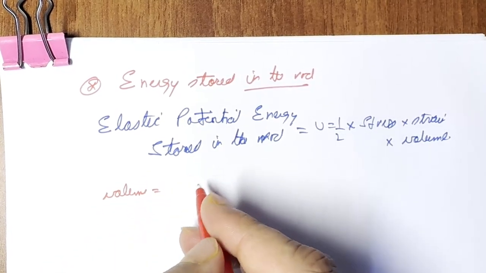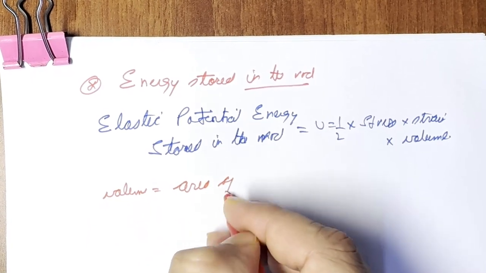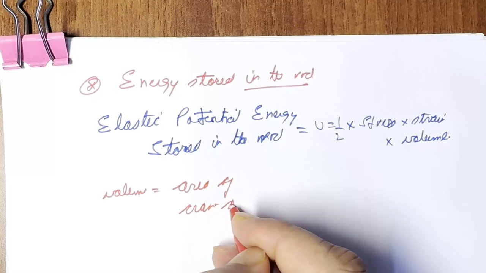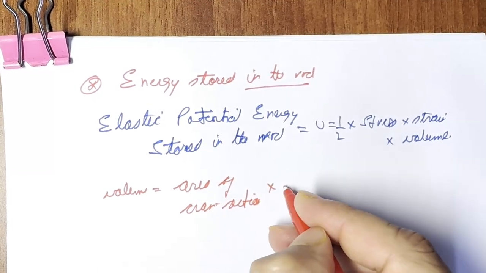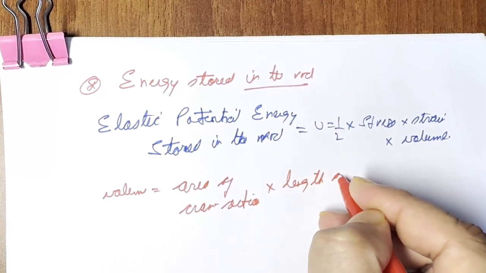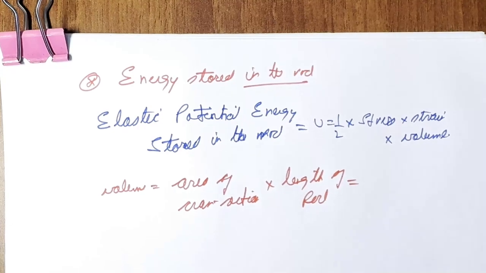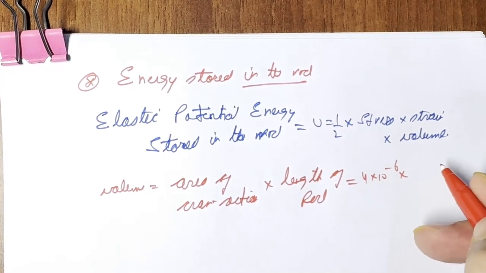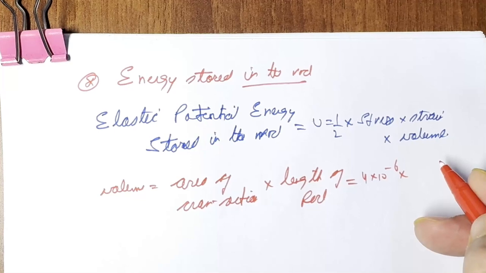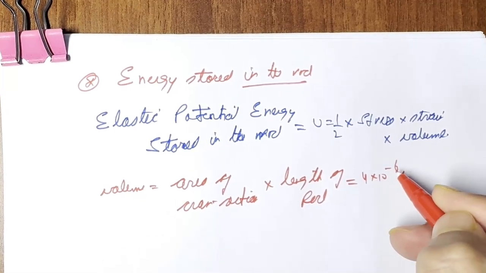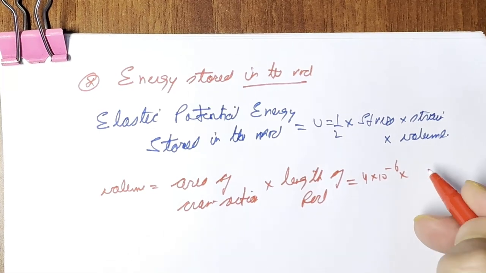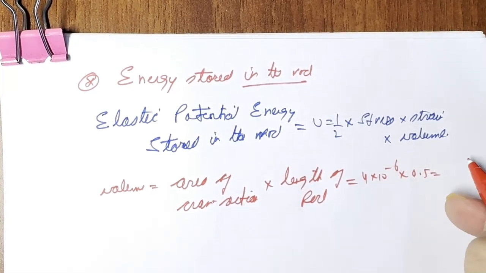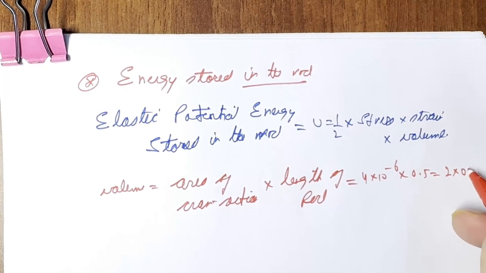Volume is equal to area of cross section multiplied by length of rod. Area of cross section is given as 4 × 10^-6, and length is given as 0.5. So this becomes equal to 2 × 10^-6 meter cube.